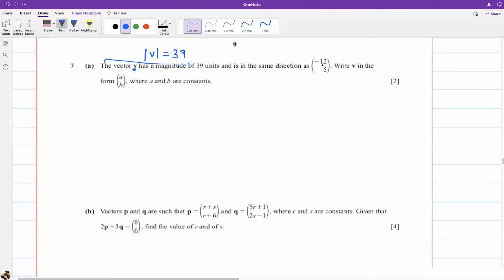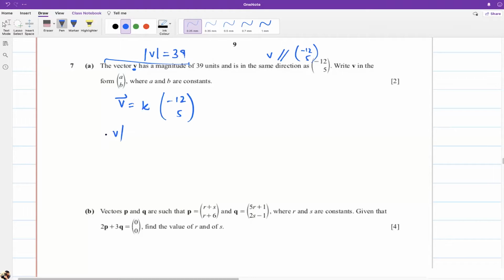And in the same direction as this. When we say it's in the same direction, we basically say that v is parallel to this vector, minus 12 and 5. That's what it means, that they are both parallel to each other. The benefit of parallel is that you can say v equals some number, let's suppose k, times this other vector. So v is a vector, this is k times the other vector because they're parallel. That's what parallel vectors are.